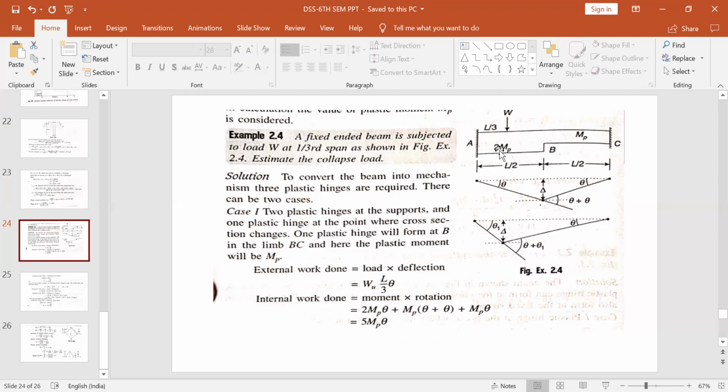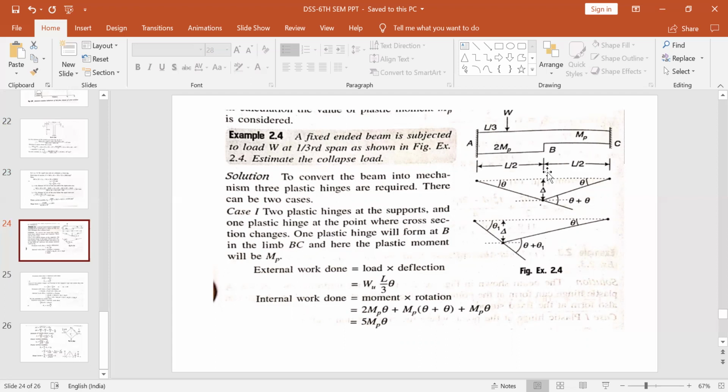That is, plastic moment is 2 MP here. Here, plastic moment is MP. Now this beam is fixed. Load is acting at a distance of L by 3 from one of the ends. Okay. Now what you need to find is to estimate the collapse load. Now, in case of a fixed beam, I've told you the plastic hinges will be formed at the fixed ends. So this is one fixed end, this is one fixed end, and a plastic hinge will be formed under the load, and a plastic hinge will form where the change in curvature occurs.